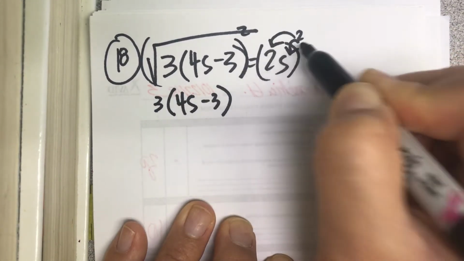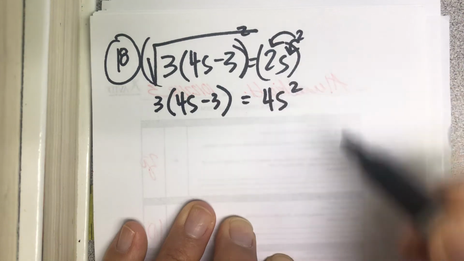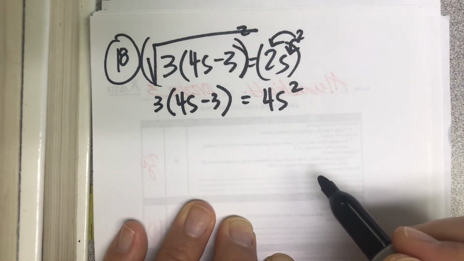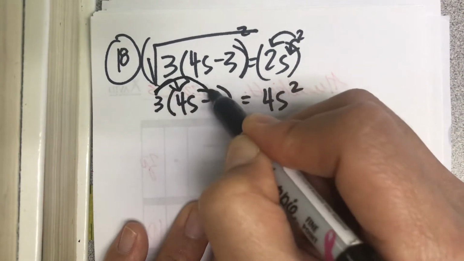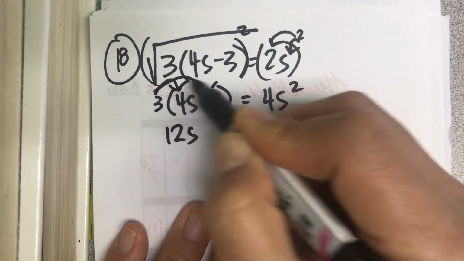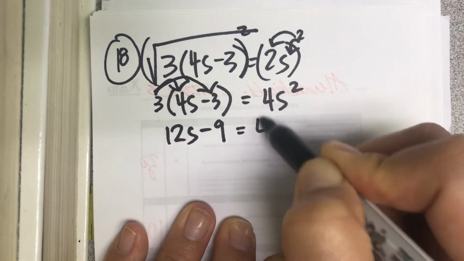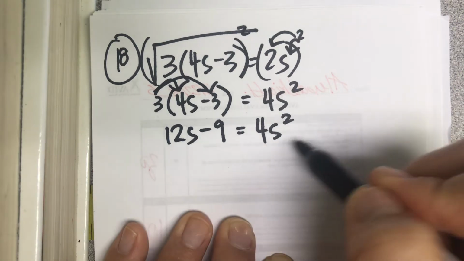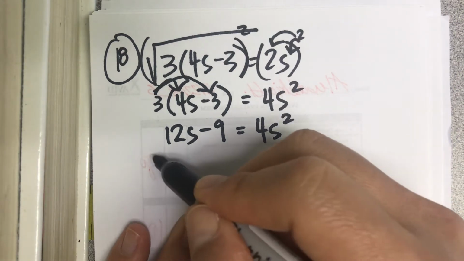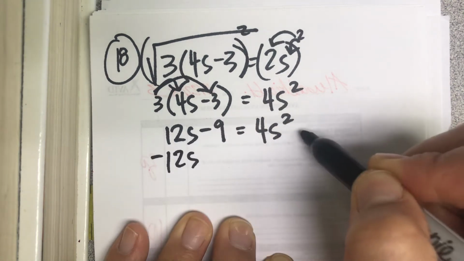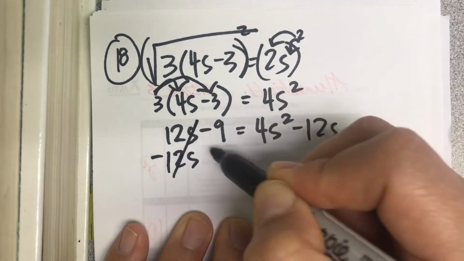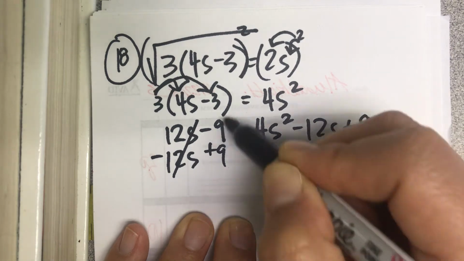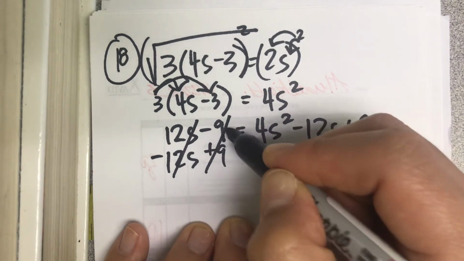The 2 affects that, the 2 affects that. It's going to be 4s squared. Okay, now I've got to distribute. 3 times 4 is 12s. 3 times negative 3 is 9. 4s squared. Okay, so we need to join everything together. So I'll bring everything over onto this side. So minus 12s, minus 12s, plus 9, plus 9. Okay, and that's all going to equal 0.